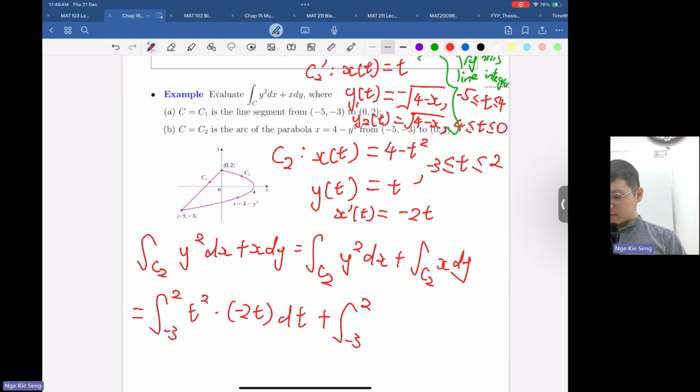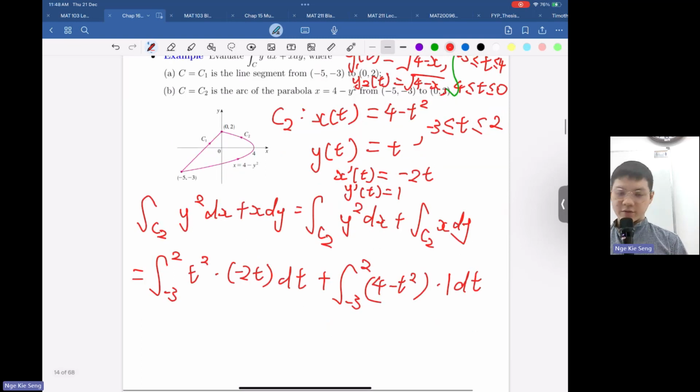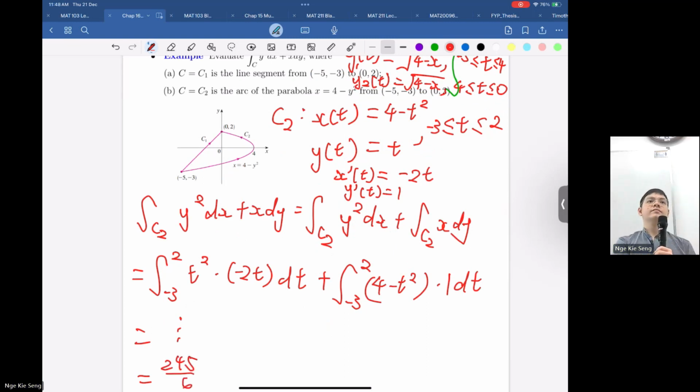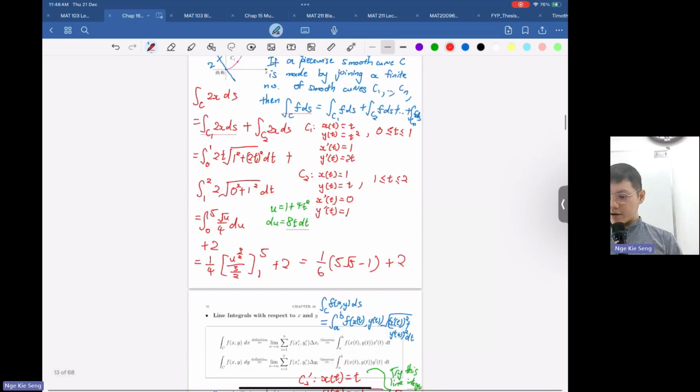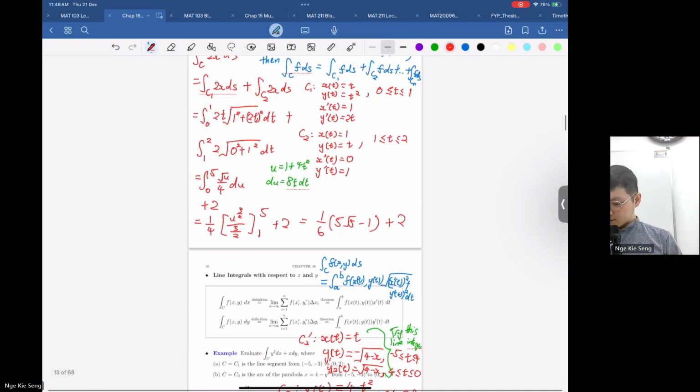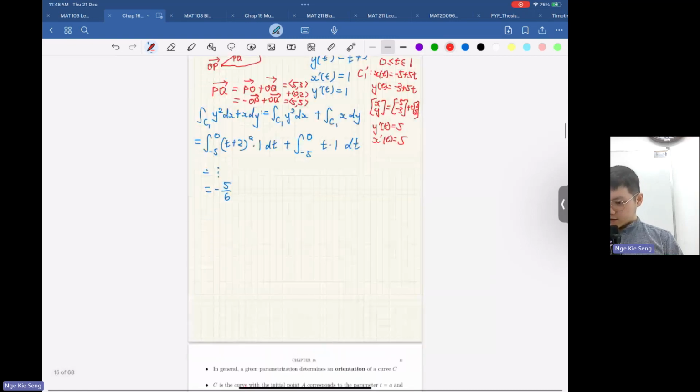X becomes 4 minus t squared. And then what's the derivative in the y direction? You get 1. 4 times 1 dt. Okay, and then you do this computation here. You should get 245 over 6. Okay, so first you integrate over C2, you get 245 over 6. And then you integrate over C1, you get this, which one?